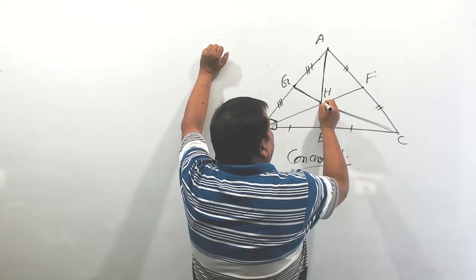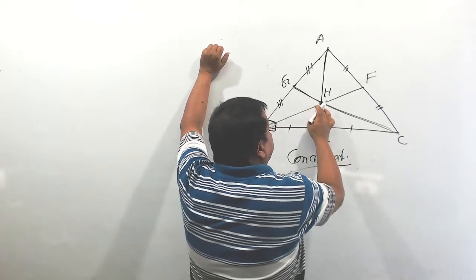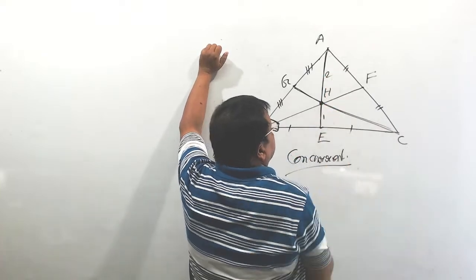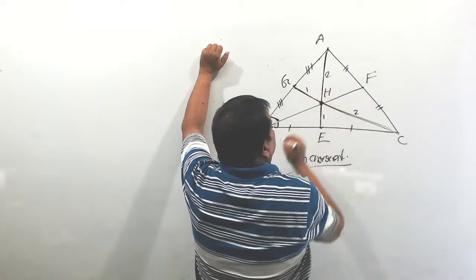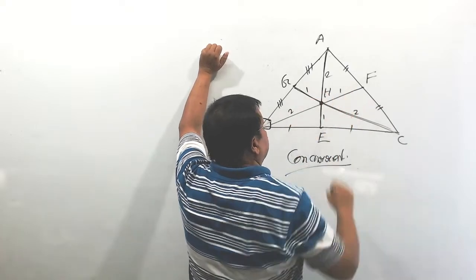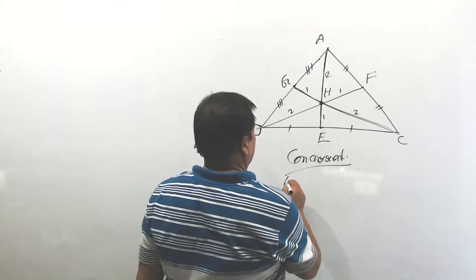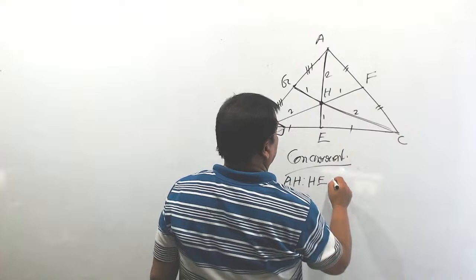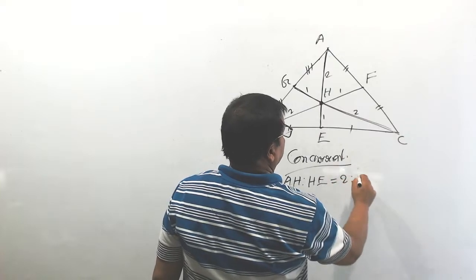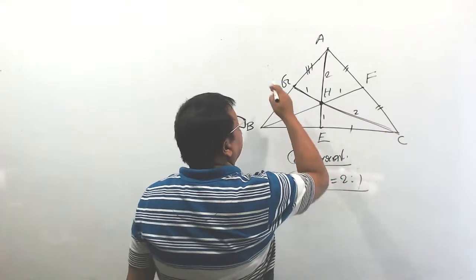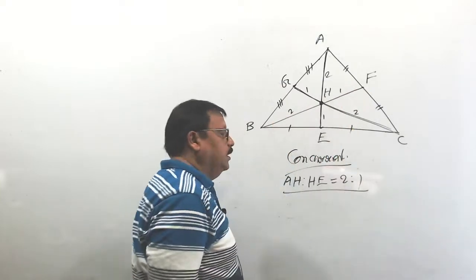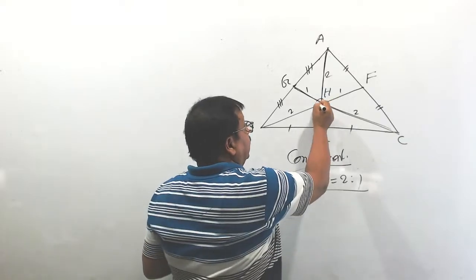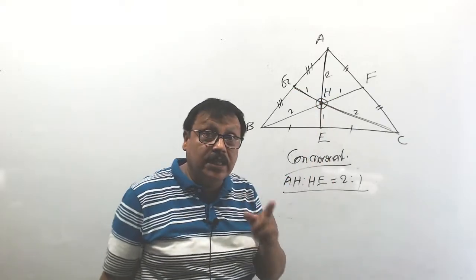This point H is dividing each median into a 2:1 ratio. That means AH is to HE for this median is equal to 2:1. Similarly for GC and FP. Understood? And this unique point is called the centroid.